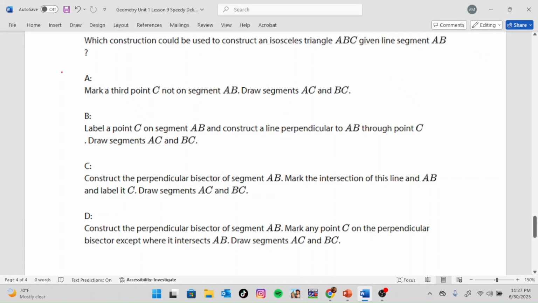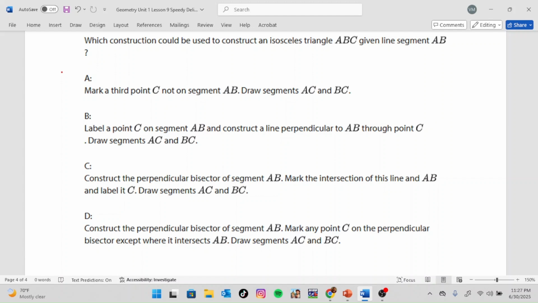Practice problem number 4 is going to be the last practice problem for lesson 9, and also our last practice problem before the mid-unit 1 test. Which construction could be used to construct an isosceles triangle ABC given line segment AB?